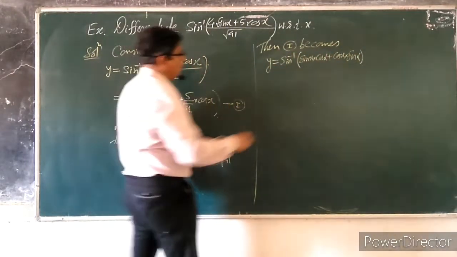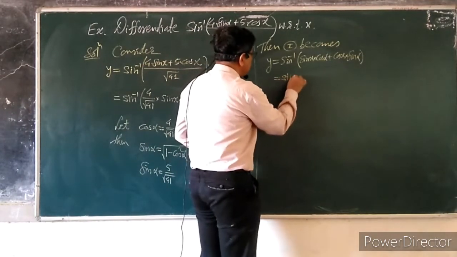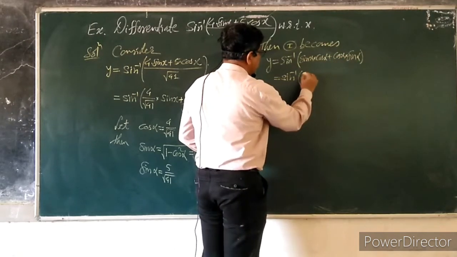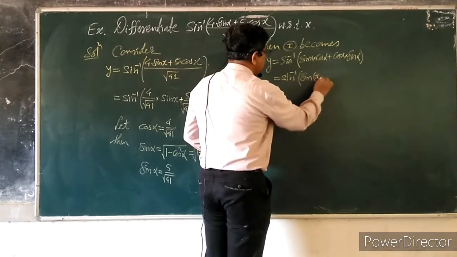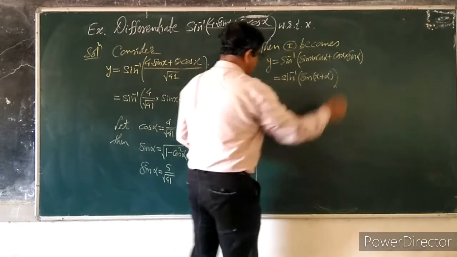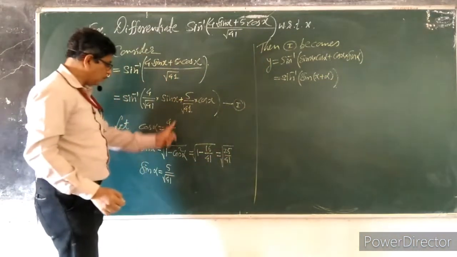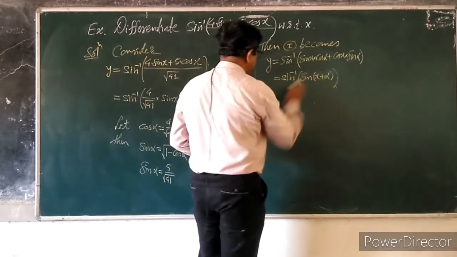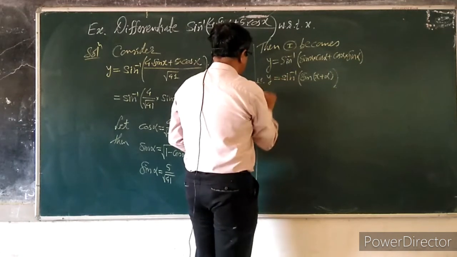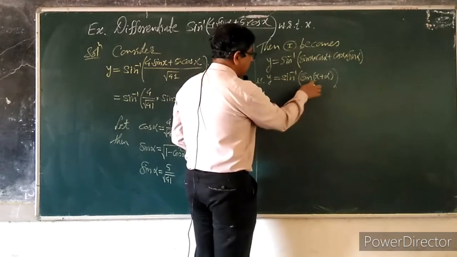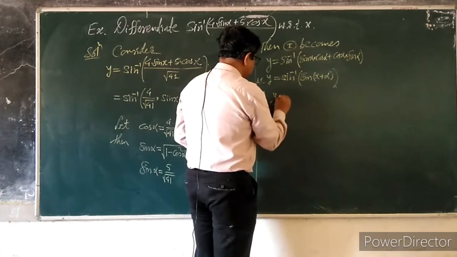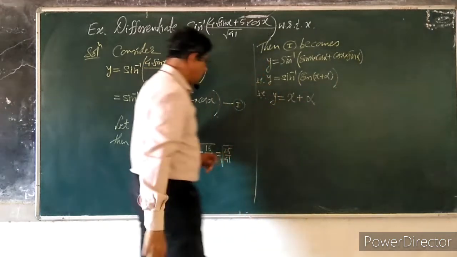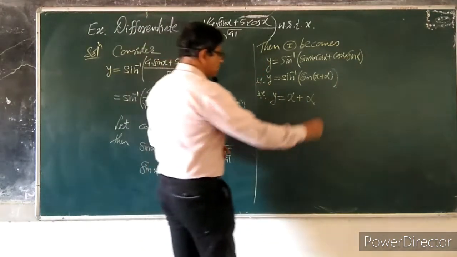And now we have sin inverse of sin x cos alpha plus cos x sin alpha. This is sin of x plus alpha. And as this value 4 by root 41 is constant, alpha angle should be constant. So x is variable and alpha is constant. That is, we have here sine inverse of sine. So they get cancelled here as their inverse operation, and we are getting it as x plus alpha. I will call this as 2.